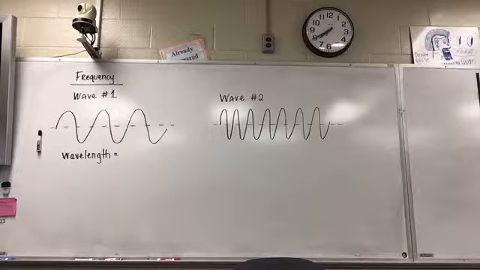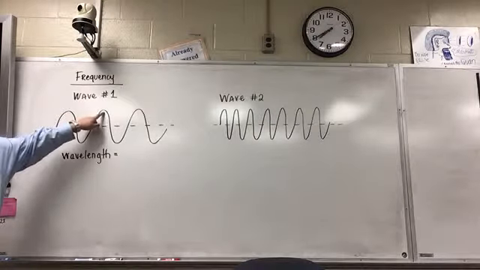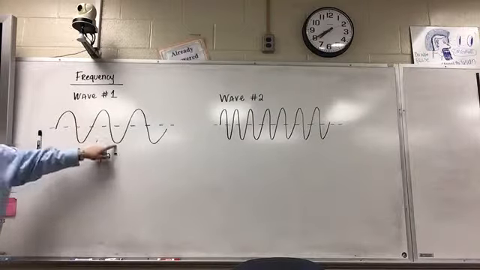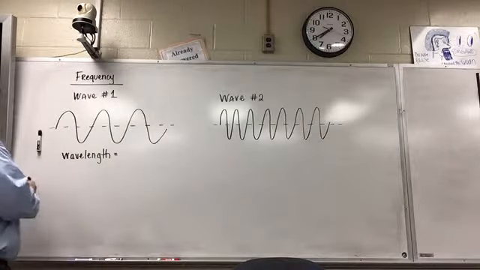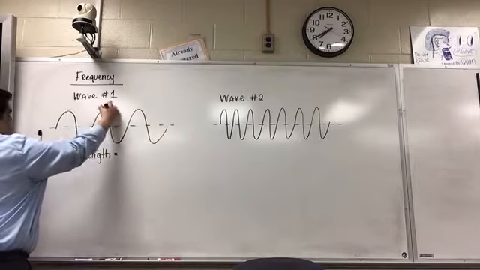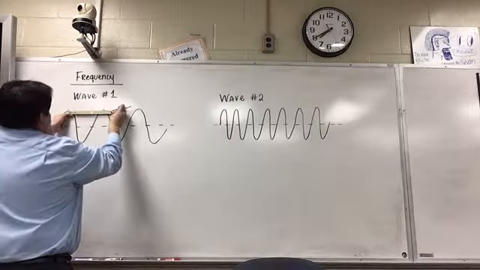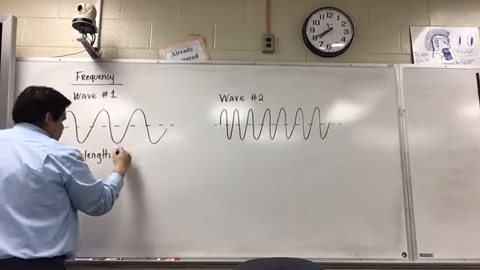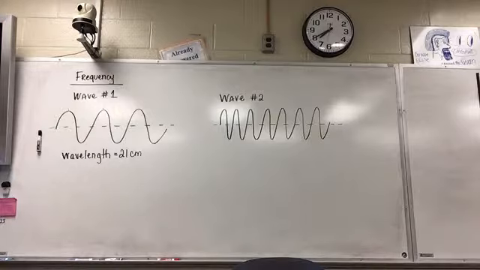Remember, the wavelength is the distance from one crest to the other crest, or we could say from one trough to another trough. The definition said it's from two similar points on back-to-back waves. So right here is a crest, and here's the other crest, and I'm going to measure that distance using centimeters. When I get that, I get 21 centimeters. So the wavelength is 21 centimeters. We've measured that.